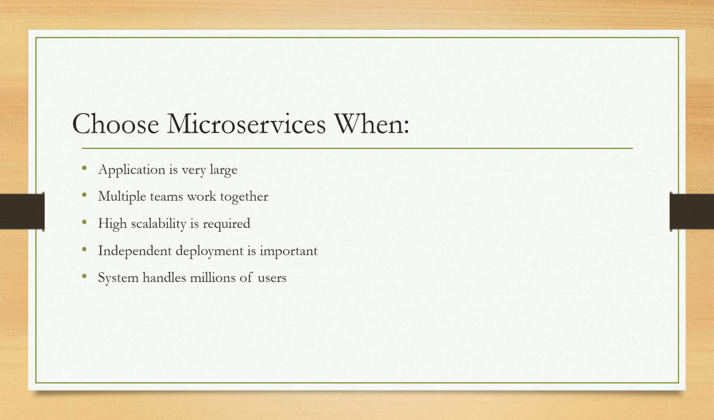The next one is when to choose microservices architecture. You can choose the microservices architecture when the application is very large, when there are multiple teams working together, when you require high scalability, when independent deployment is important, and when your system needs to handle millions of users. In that case, you can choose the microservices architecture. So this is all about the monolith architecture and microservices architecture.